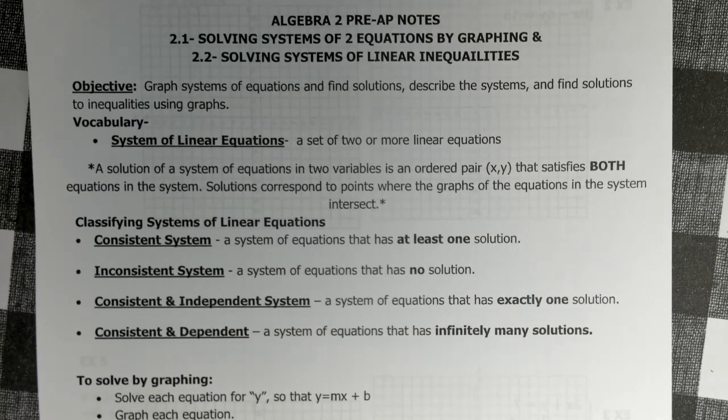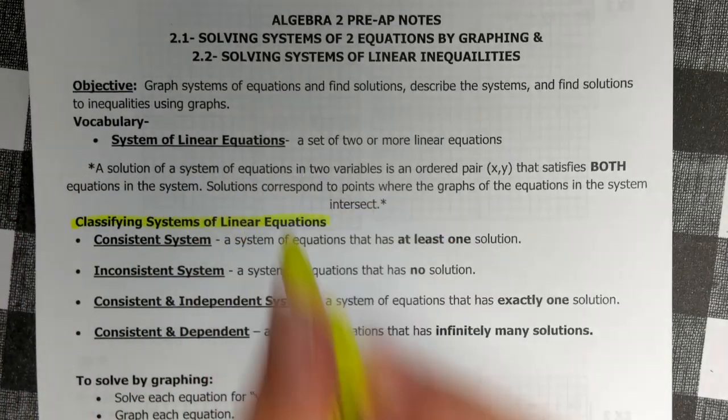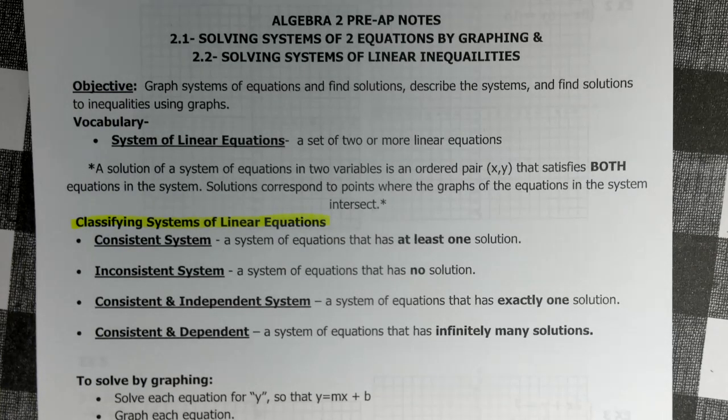Vocabulary-wise, a system of linear equations is just a set of 2 or more equations, okay? For you to have a solution to a system, it has to satisfy both equations. If you have a system of 3, it has to satisfy all 3. If you have a system of 20, it has to satisfy all 20 for it to be a solution, okay? Now, when we get to classifying our systems, this is new, but you just have to memorize what the systems are, okay?